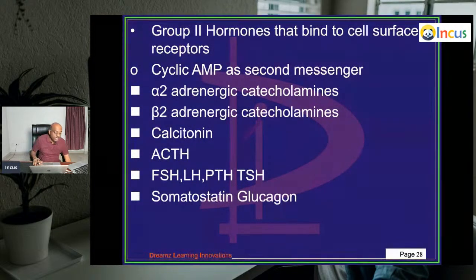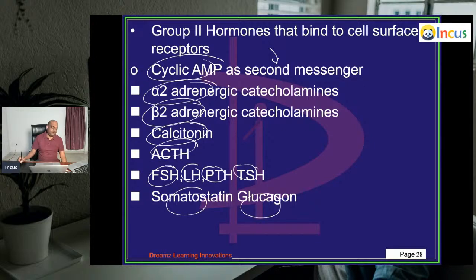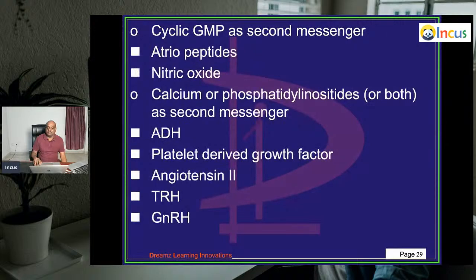Group 2 are those hormones which bind with the cell surface, where cyclic AMP is the secondary messenger: alpha 2 adrenergic catecholamines, beta 2 adrenergic catecholamines, calcitonin, ACTH, FSH, LH, PTH, TSH, somatostatin, and glucagon is what you need to remember.